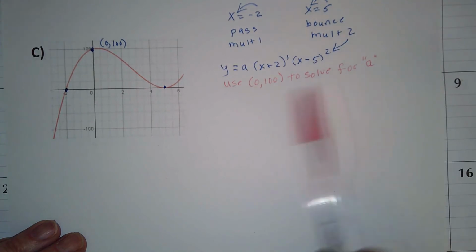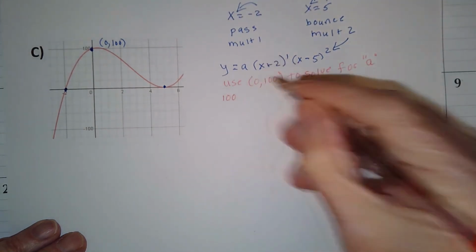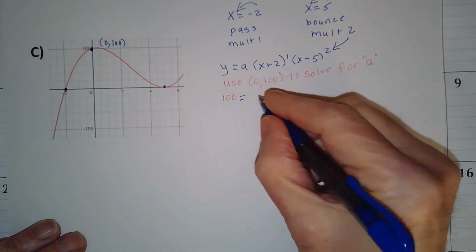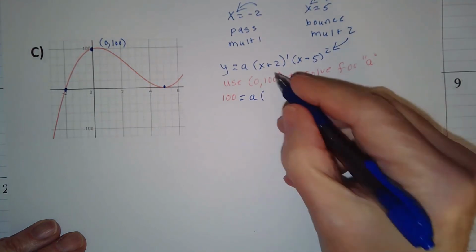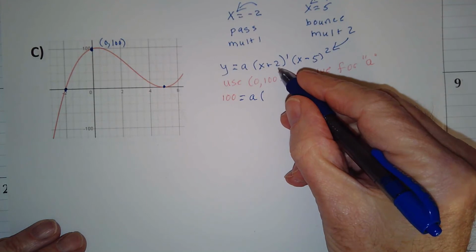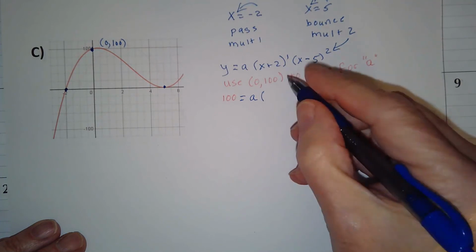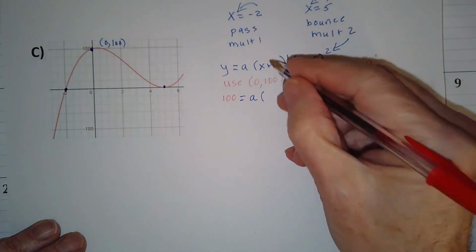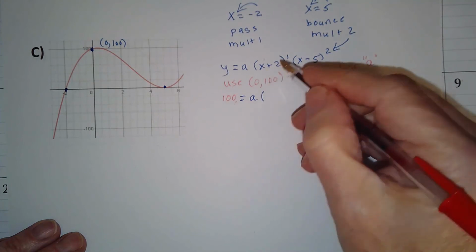So we're using the specific point to solve for A. Let's rewrite this then as 100. Our y is now 100 because we're using that specific point, equals A times, this becomes 2, right? Because you've got to remember that this is going to become 0. If this is going to become 100, its x has to be 0.